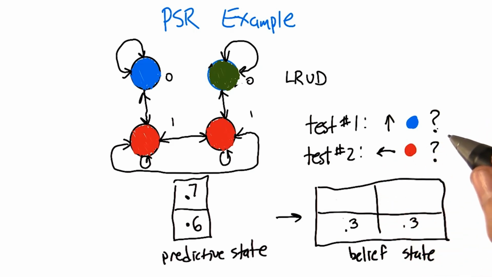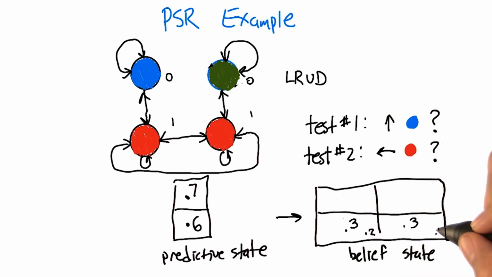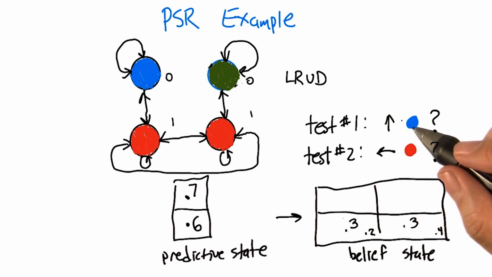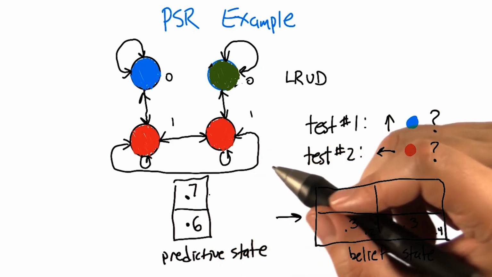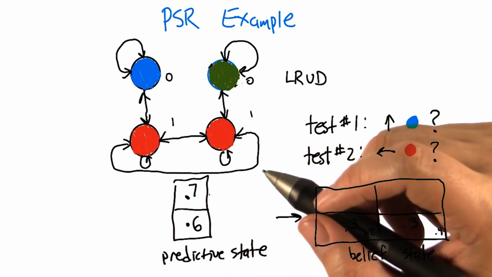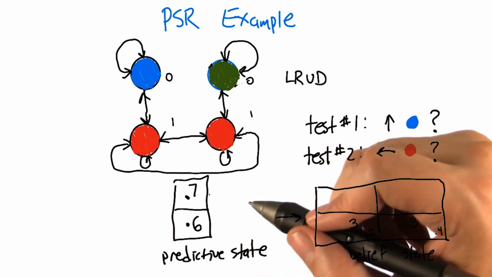Right. Now, what if it weren't 0.3, 0.3, but instead 0.2 and 0.4? That would also give us 0.6. Right. And I'm going to claim that since all we're doing is taking two numbers and adding them together to get a third number, there's an infinite number of those. But we're not done yet because we didn't do test number 1. So our current predictive state says test 1 has a probability of 0.7 and test 2 has a probability of 0.6. So there's an additional constraint there.